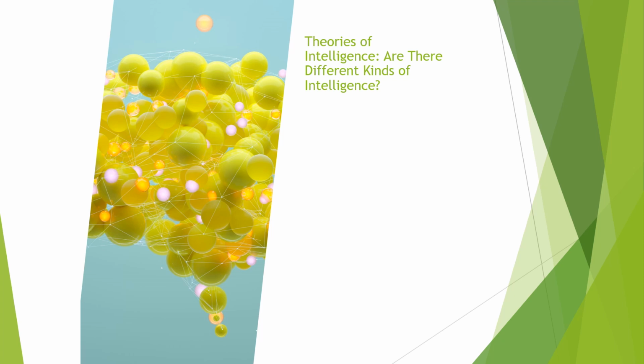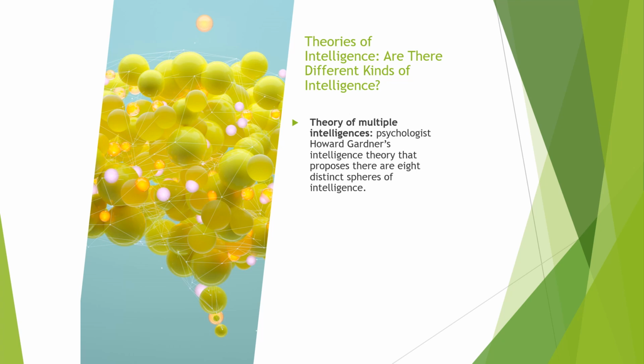Still continuing on with these theories of intelligence, one theory is the theory of multiple intelligences. This was established by the psychologist Howard Gardner, and we call it Gardner's intelligence theory. And he proposed that there are 8 distinct spheres of intelligence, that there are 8 distinct different types of intelligence. And we'll talk more about those on the next slide then too. He believed that each person has the same 8 kinds of intelligence. However, they have them in different degrees.